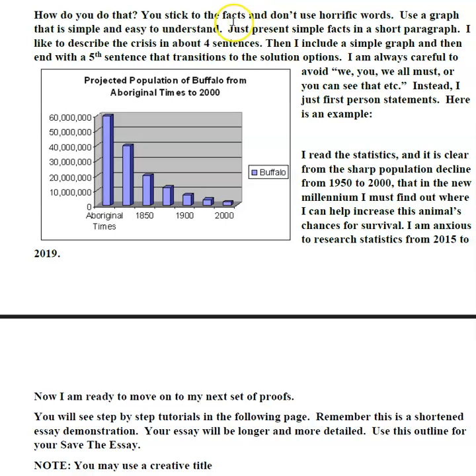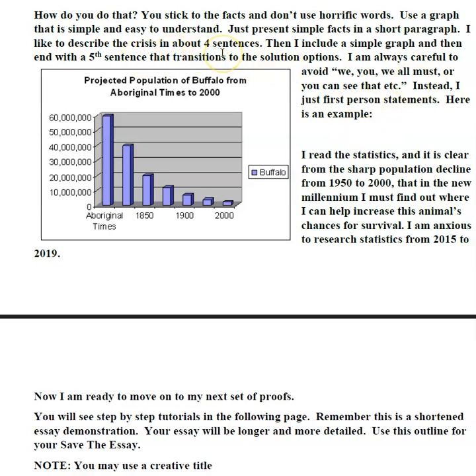We stick to absolute facts and we don't use horrific words. We certainly don't include horrific images. We can include charts and graphs because those are not going to terrify the reader. And we want to maintain our note of positivity. So that's something we can do. And as you look over these instructions, you can see how to do that. You can see this breakdown.